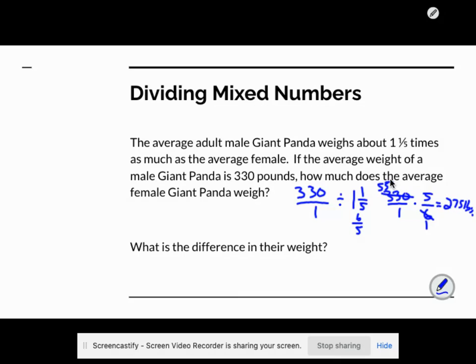And then if you take a look in each of your questions today in your homework, I ask you some additional questions based on the information. You might have to find some dollars, some area. So what is the difference in their weight? Well, I would have to take my 330, subtract 275, equals, well, my thinking is 25 pounds gets me to 300, then 30 more pounds, so 55 pounds is the difference between a male giant panda and a female giant panda.